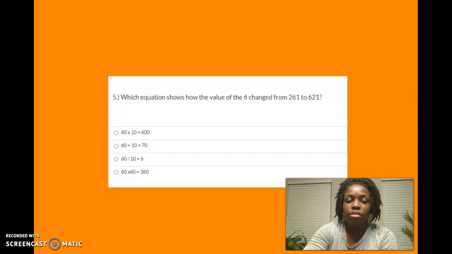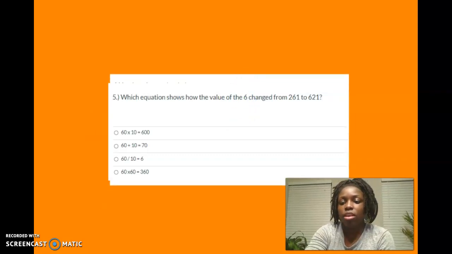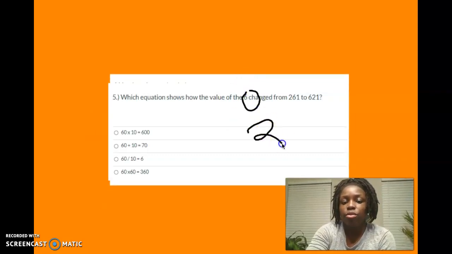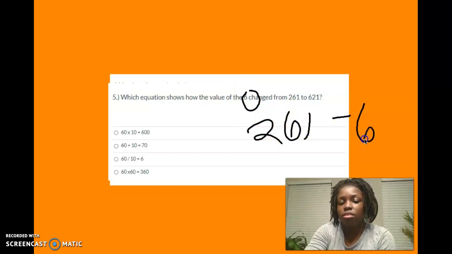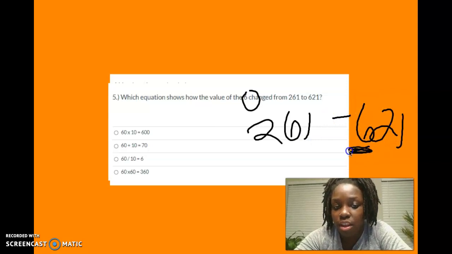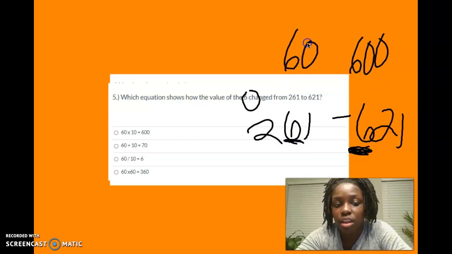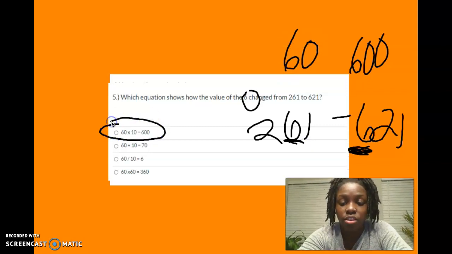What is the value of this? Show how the value of the 6 changes. How does this 6 change from 261 to 621? So we got to look at the values. This is worth how much? 600, because we're looking at the 6's. And this is worth how much? 60. All right, so which one shows 60 and 600? Good. A shows 60 and 600.